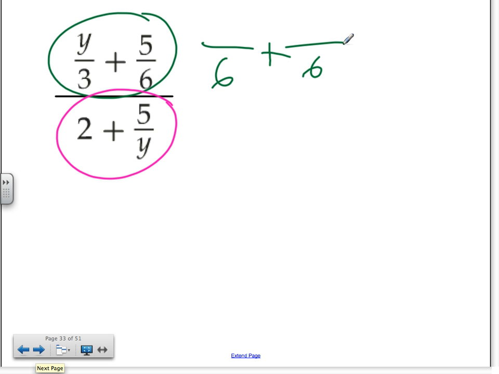What do I multiply the y by? 2. So it's going to be 2y, right? What about the 6? 1, so basically 5 remains the same. Take care of my green. Let's do the pink now. Put 2 over 1.